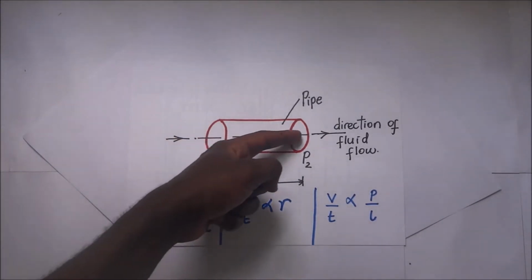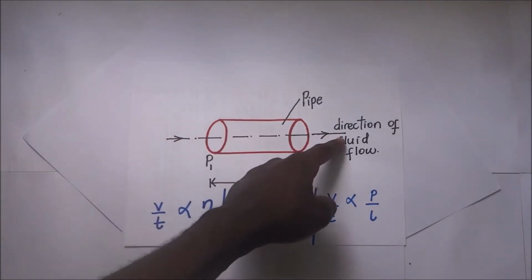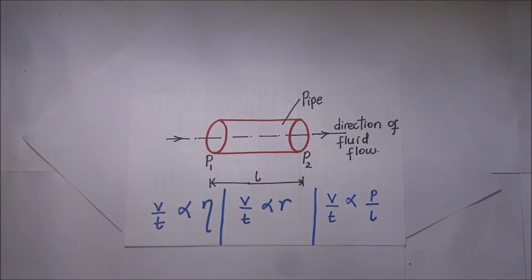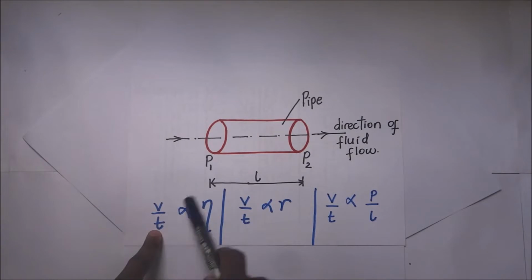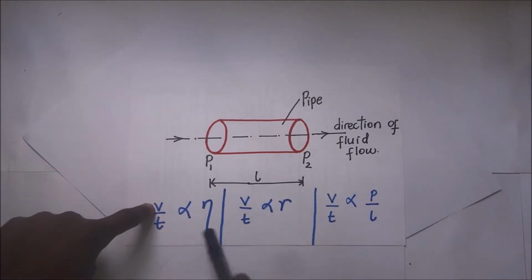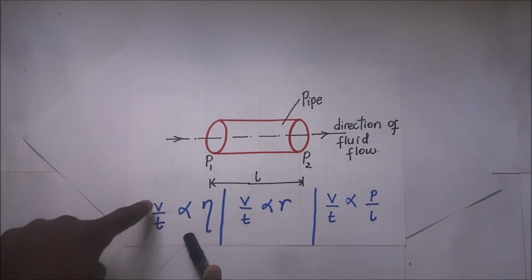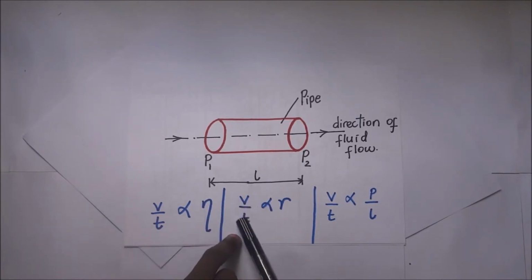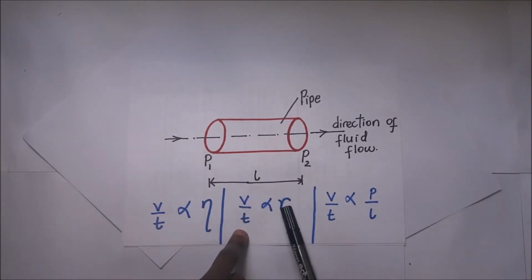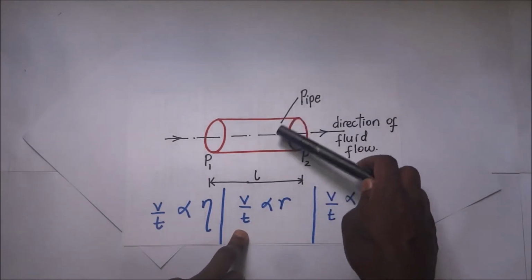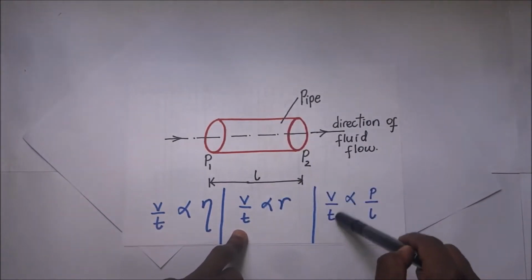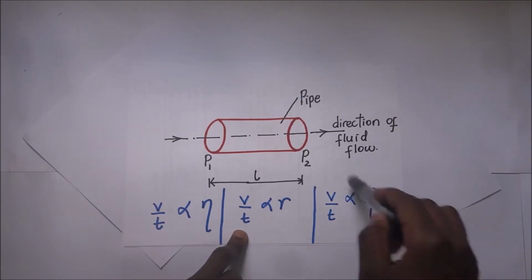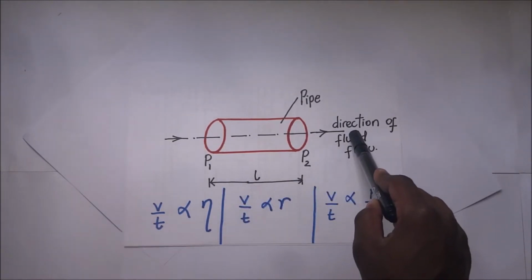the liquid that is flowing out per second is going to be affected by three things. First of all, the volume flow rate, which we're representing here as volume divided by time, is going to be affected by the viscosity of the liquid. The volume flow rate is also going to be affected by the radius of the pipe in which it is flowing, and the volume flow rate will also be affected by the pressure gradient as the fluid is flowing through.